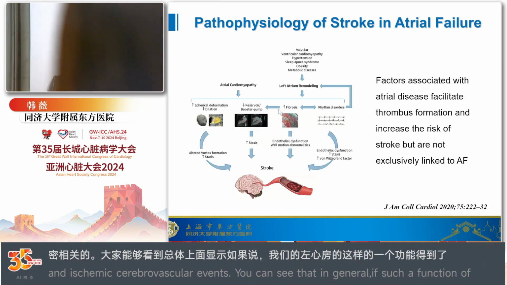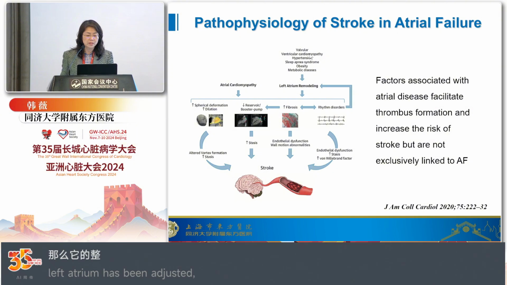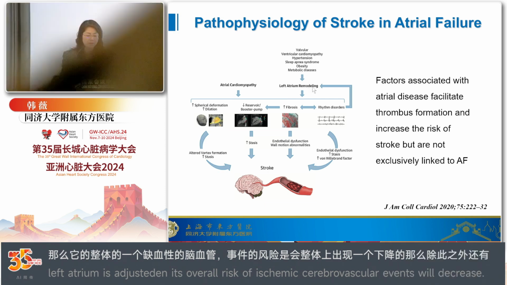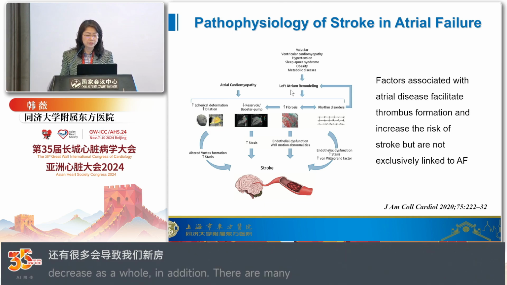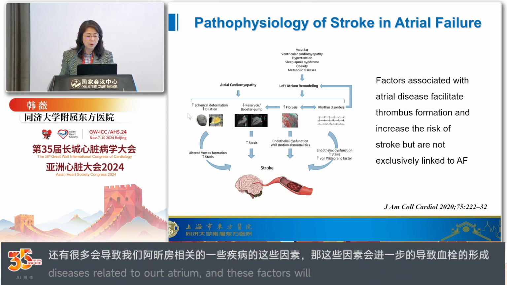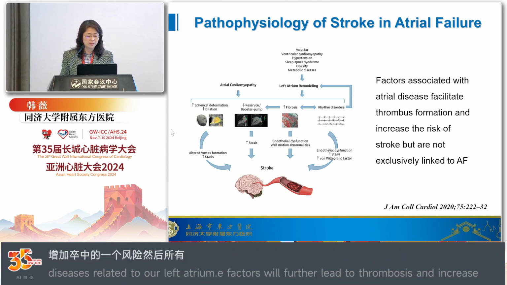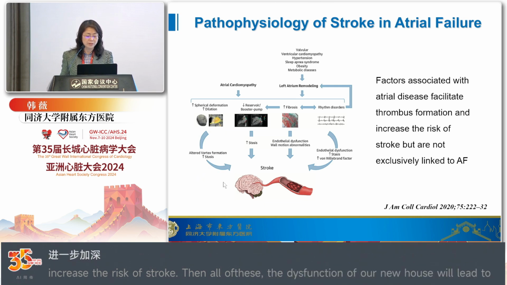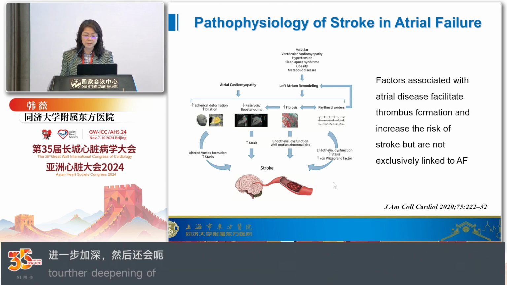And this is the summary. We can see that with these kinds of disease, such as valvular disease, cardiomyopathy, hypertension, and obesity, this will increase left atrium remodeling, and also atrial cardiomyopathy. All this will increase the dilation of the atrium, decrease the reservoir and booster pump function of the atrium, and increase the fibrosis, and all this will increase blood stasis, so the stroke happens.